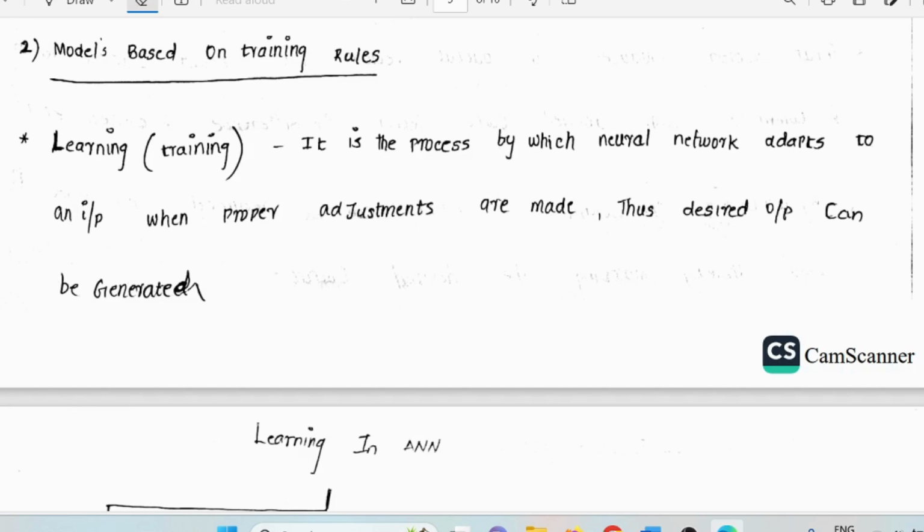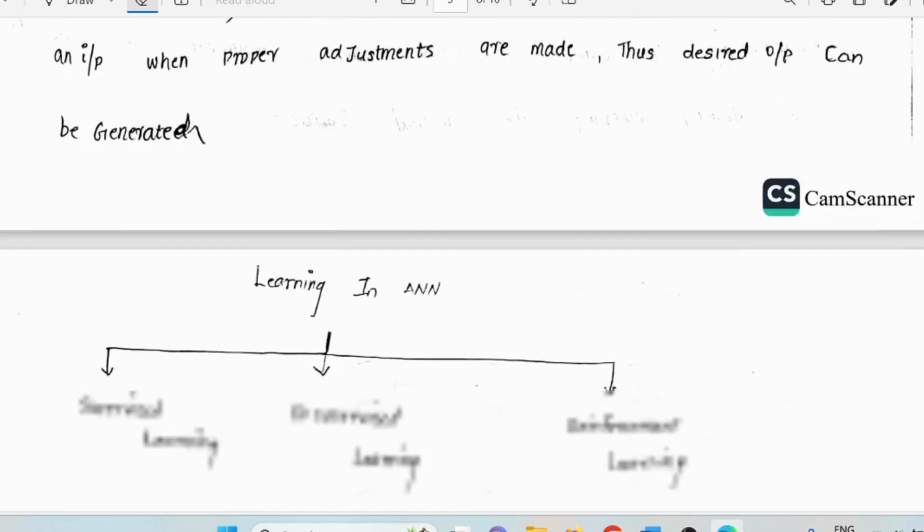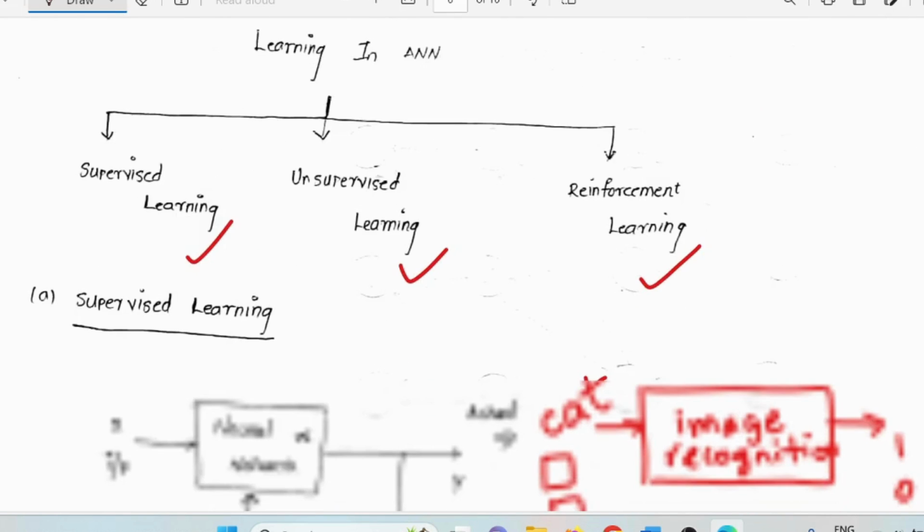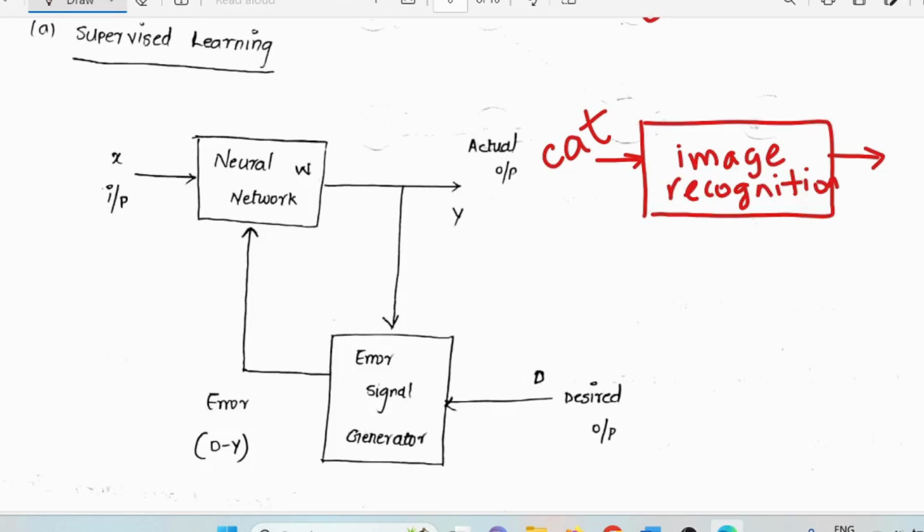Next is based on the training rules. That is how you are going to train a network so that it can do its application, or how it is going to learn something so that it can learn its application. Based on that we can do another type of classification. So this learning method can be divided into three, that is supervised learning, unsupervised learning, and the last one is called as reinforcement learning. So we'll see them one by one. In supervised learning, the learning is going to be done with the help of a teacher.